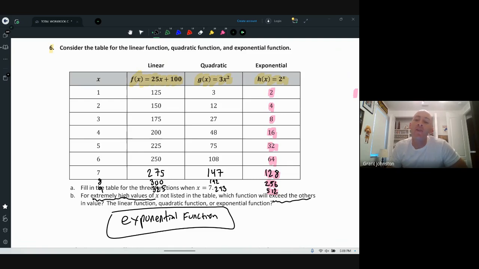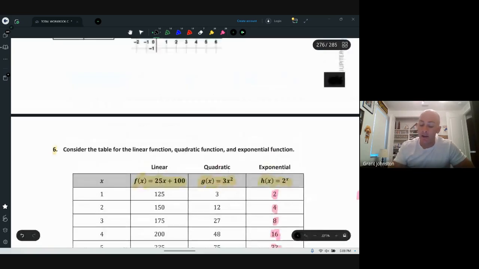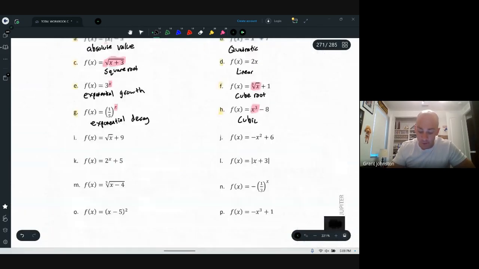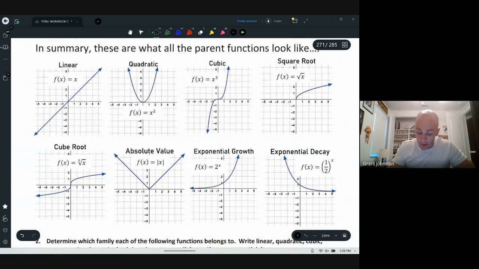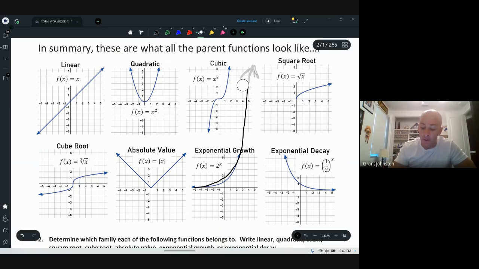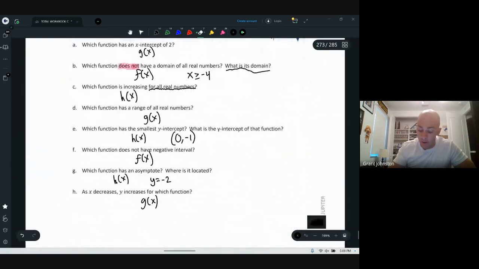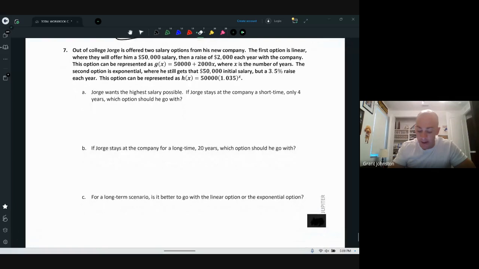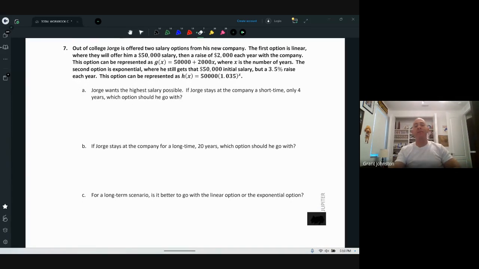Exponential functions grow so fast. I mean, look at our parent functions that we dealt with. Exponential growth will just shoot up really fast. Exponential functions exceed any other function. They really just blow up like that. Okay. So that would be the answer there. I'm going to let you use that concept, which hopefully helps you understand number 7. So I'll let you do number 7.